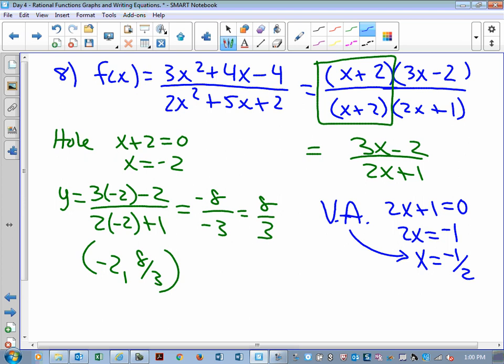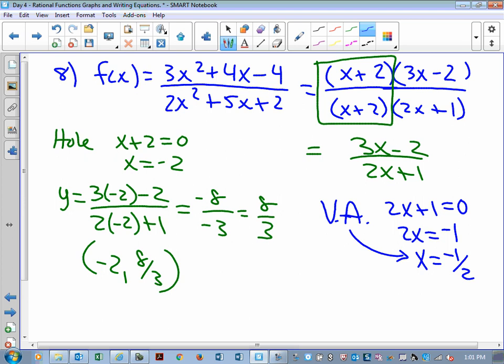Yes? Why do you take the 2x plus 1? Because remember, it's the excluded values. What's going to make my fraction equal 0? And that all comes from the denominator. Because that's what makes your value equal 0. I should have said undefined. My fault. Thank you. Yeah, it's whatever's going to make my fraction be undefined. So whatever makes my denominator equal 0 is my excluded values.